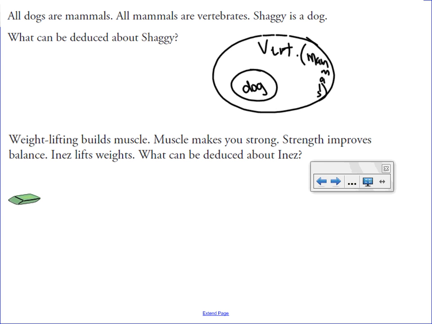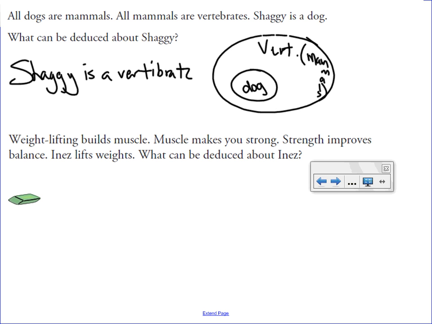And we're told that Shaggy is a dog. If Shaggy is a dog, what can we deduce for sure? Well, there's dog circles within the mammal circle, so this dog is definitely a mammal, and all mammals are vertebrates, so we could say that Shaggy is a vertebrate, for sure. And all the Venn diagram does is allows you to visualize that.